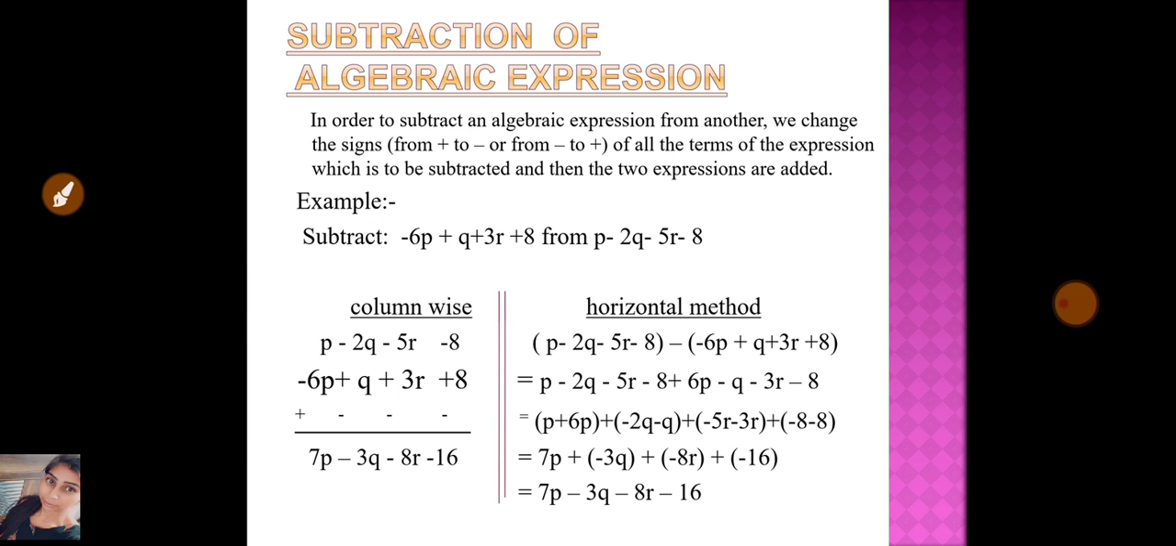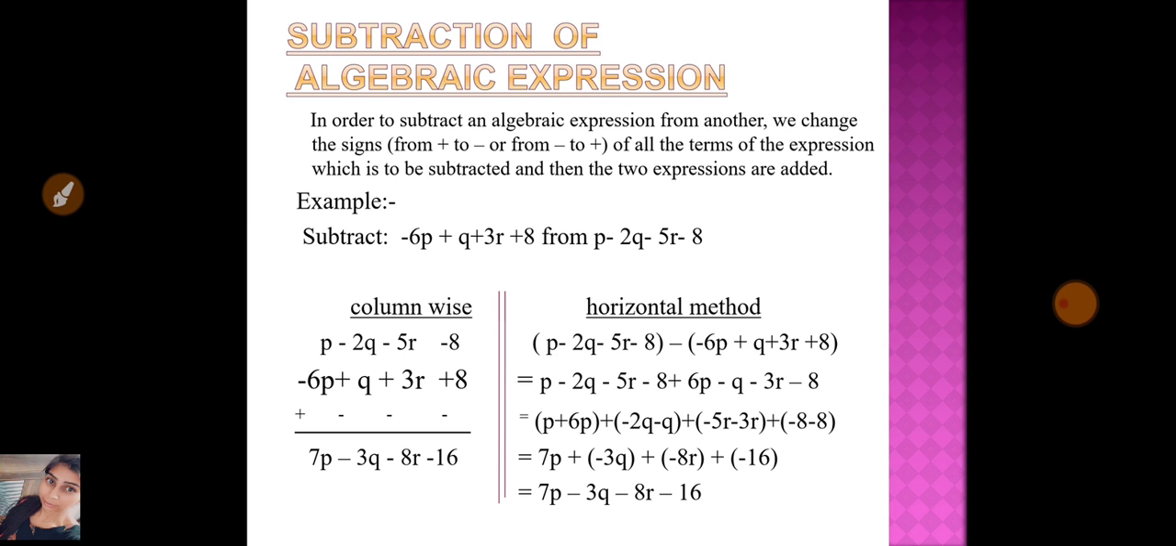Now the next topic is subtraction of algebraic expressions. In order to subtract an algebraic expression from another, we exchange the signs. The sign will change from plus to minus or minus to plus for all the terms of the algebraic expression which is to be subtracted. Then the two expressions are added. Now just consider the example.